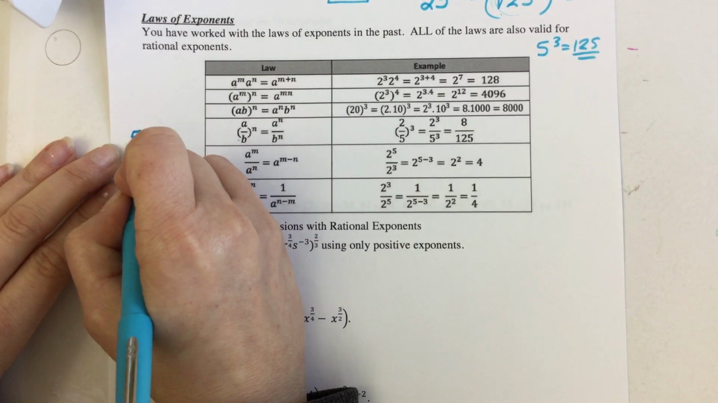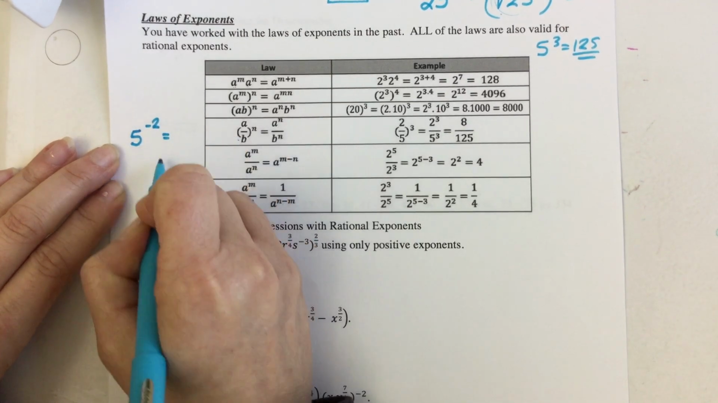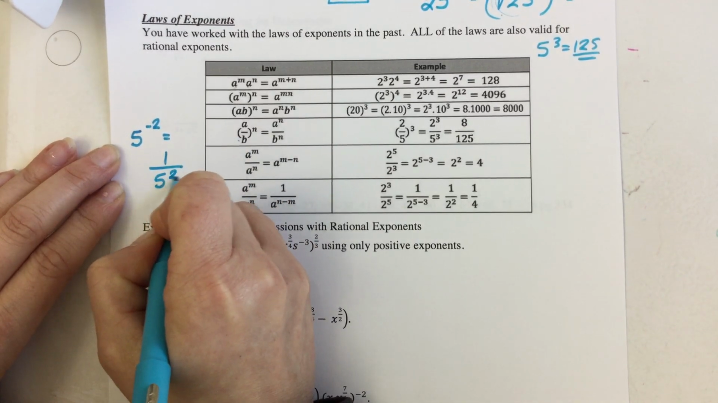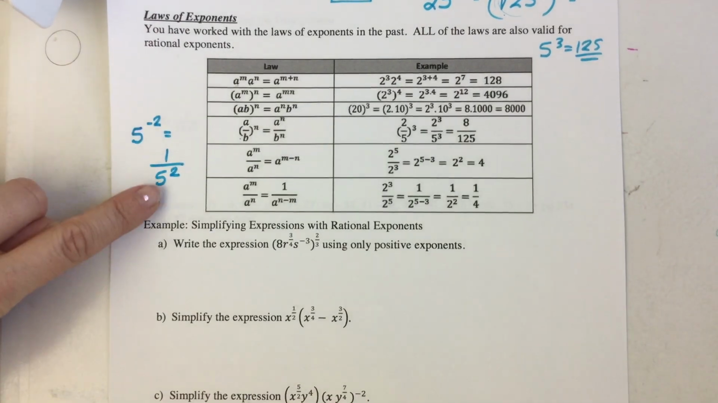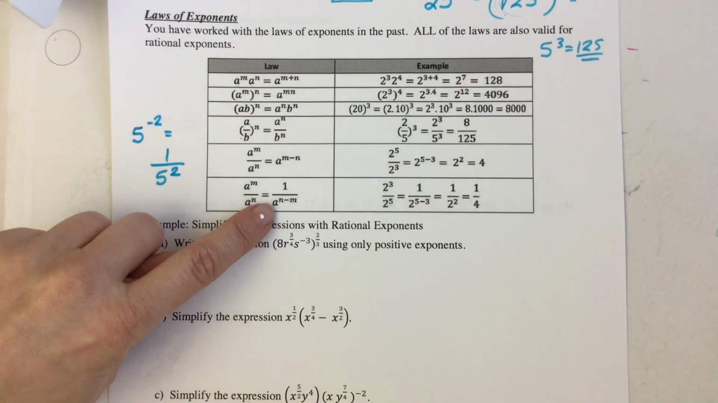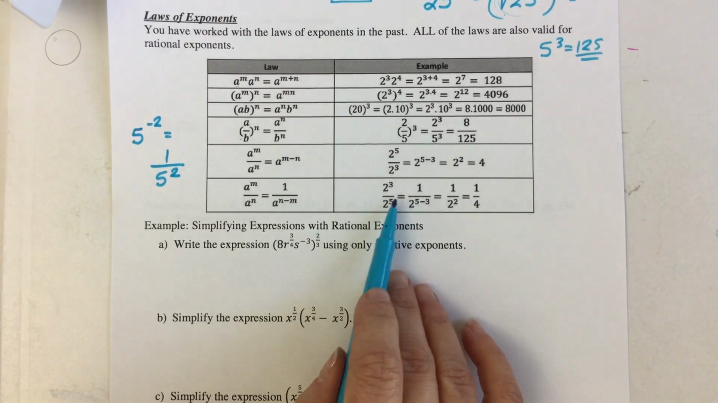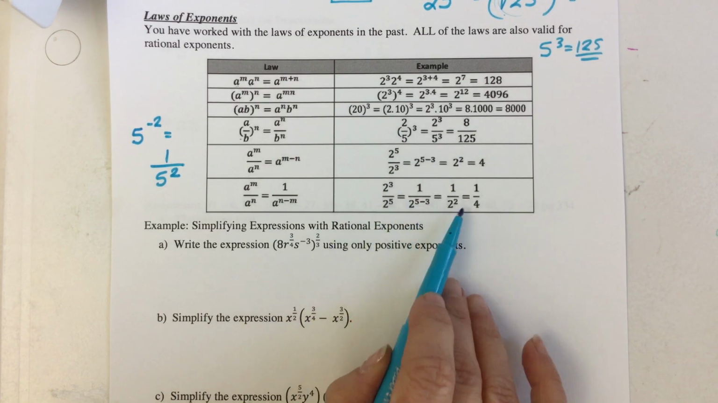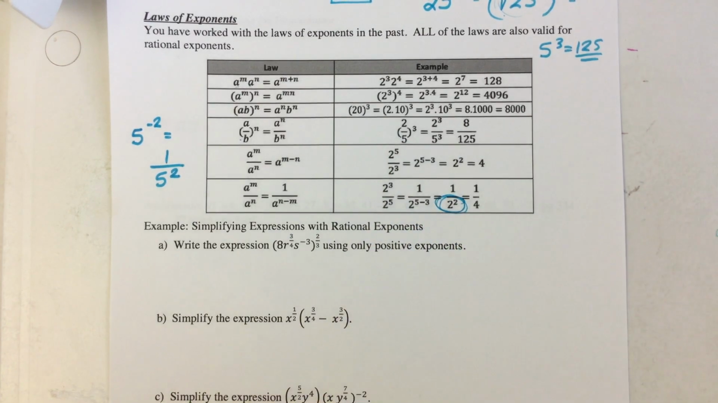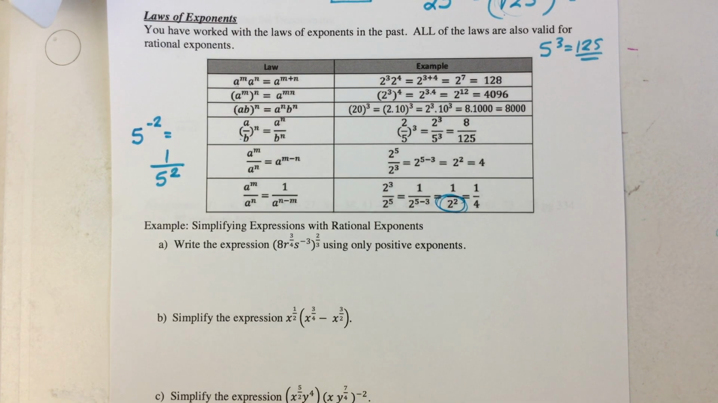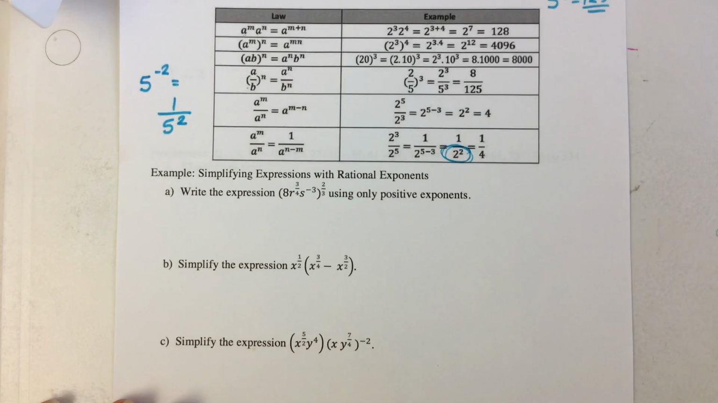So for example, if I have 5 to the negative power of 2, that's the same as 1 over 5 squared. Negative exponents go on the bottom, and that's what they're trying to show you here. Because 3 minus 5 is a negative 2, so it would be 2 to the power of 2 on the bottom. Okay, so those are the laws of exponents. So we're going to go ahead and step this up a little bit.